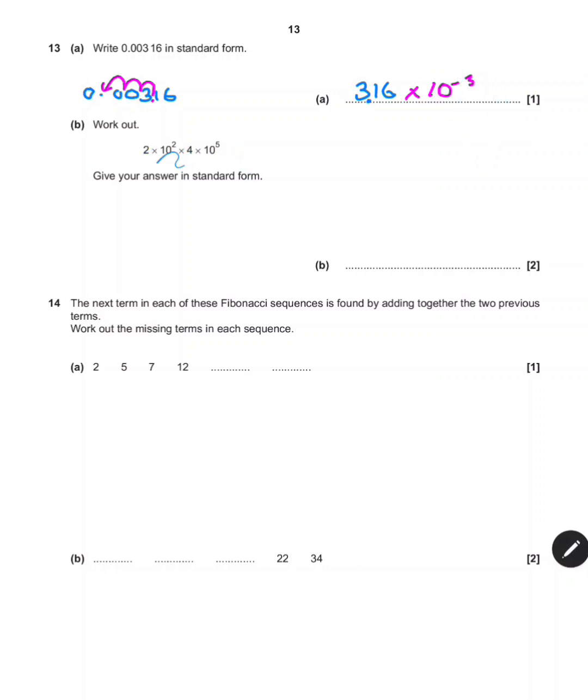Part B, we're asked to work out a calculation. Well, 2 times 10 squared is 2 times 10 once, twice. And 4 times 10 to the power of 5 is 4 times 10 once, 2, 3, 4, 5 times. Now, I didn't actually need to do this because this is a multiplication. I thought it were an addition. But anyway, no matter. I'm going to do 2 times 4, which is 8. And then I need 1, 2, 3, 4, 5, 6, 7 zeros on the end.